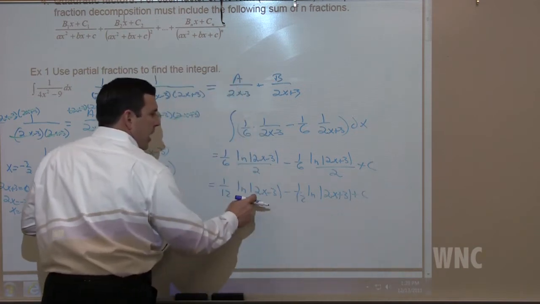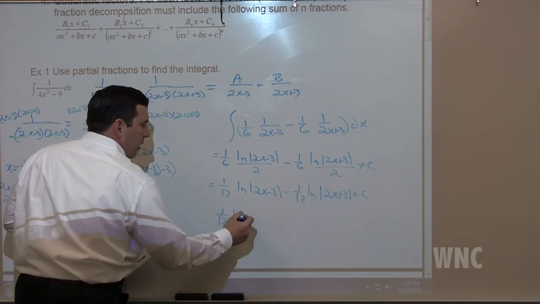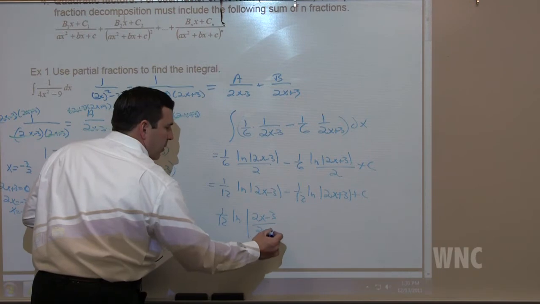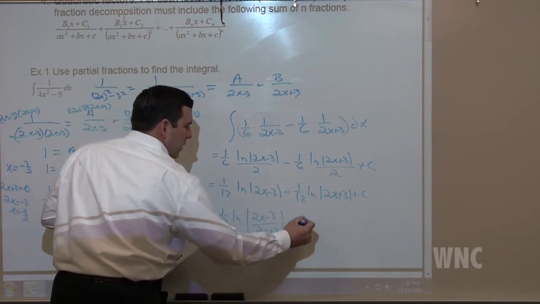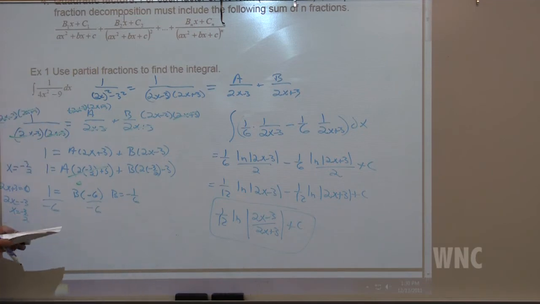So these can be combined because of the subtraction. So it's 1/12 natural log of the absolute value of (2x minus 3) over (2x plus 3), plus C. And that's the end of that problem.